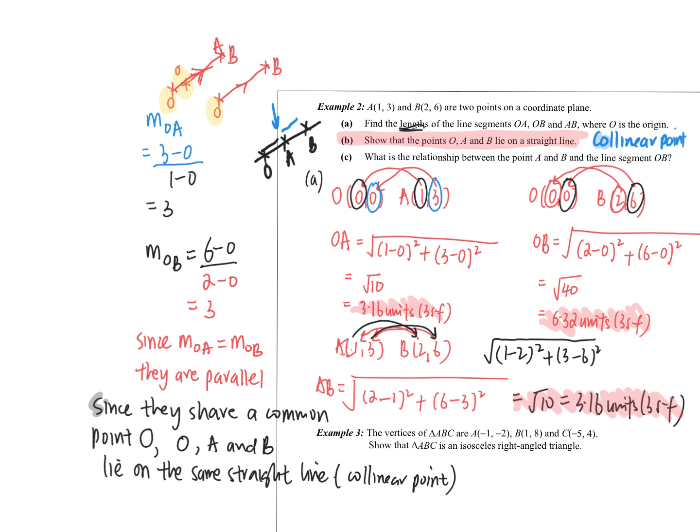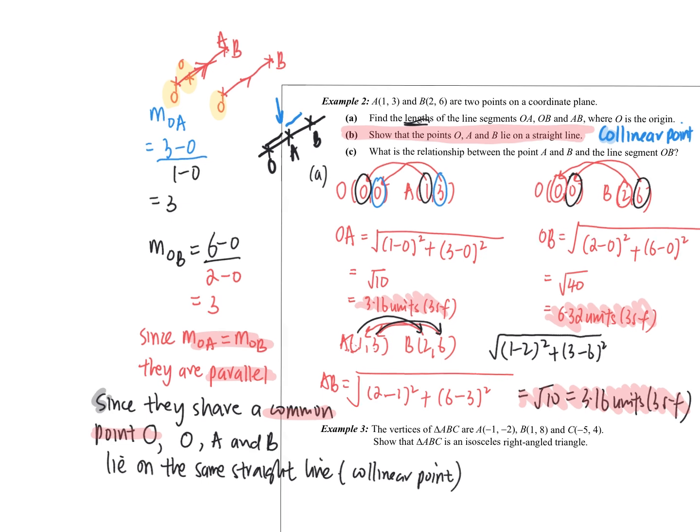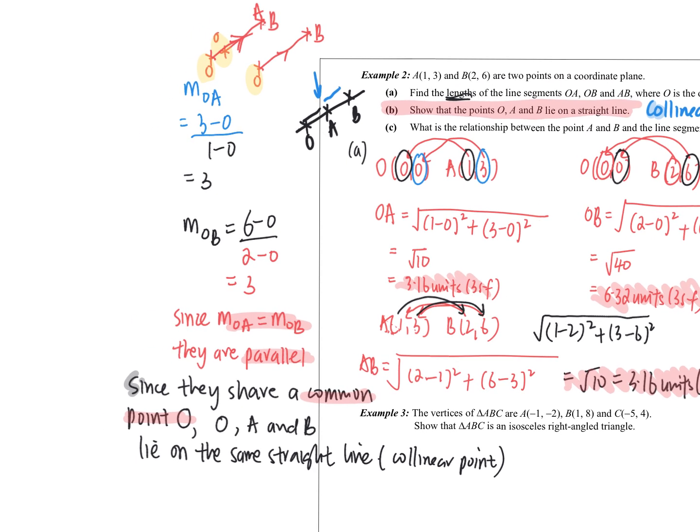So the main idea is you need to tell me they share a common point and they are parallel to each other. Then you can conclude this. So this is a common O-level question that they like to test you, and it's 3 marks. 1 mark for showing parallel, 1 mark for saying they have a common point, and the final mark for concluding that they are on the same line.